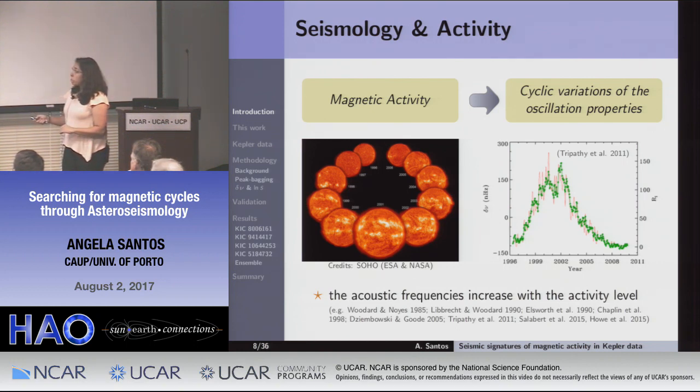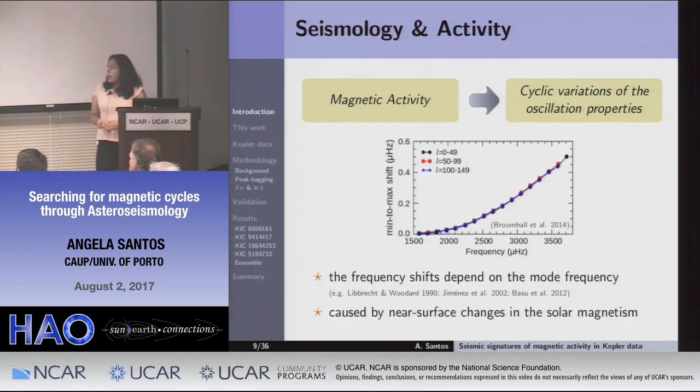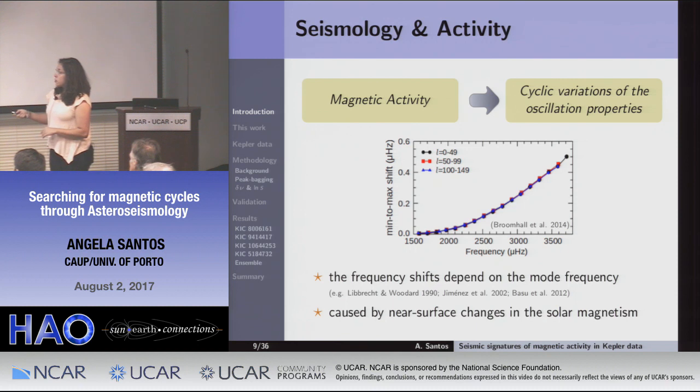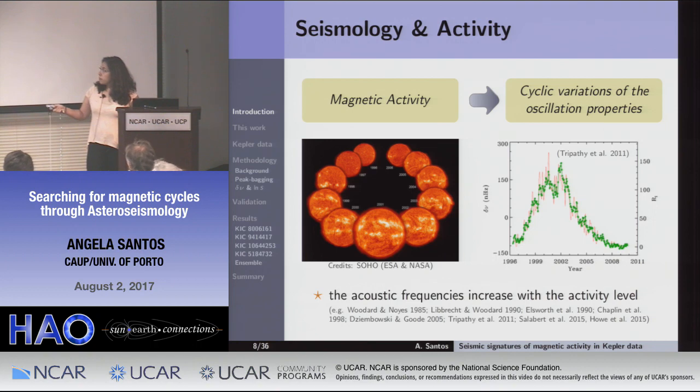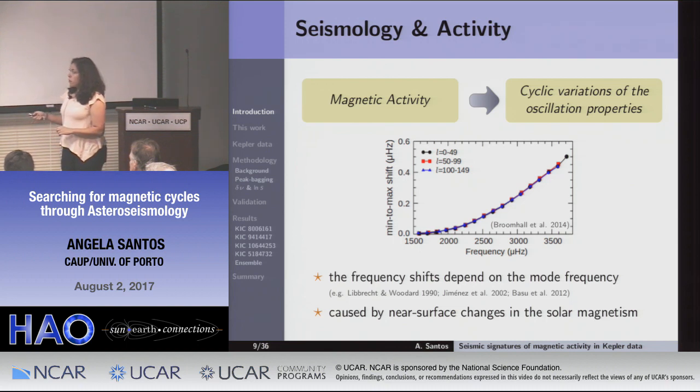So these are frequency shifts over time, and we have the frequency shifts increasing towards 2001, towards solar maximum. So the two properties, the amplitudes and frequencies for the Sun, are observed to vary in antiphase with time. The frequencies increase with activity level, while the amplitudes decrease. And here we have the frequency shift between maximum and minimum as a function of the frequency of the modes.